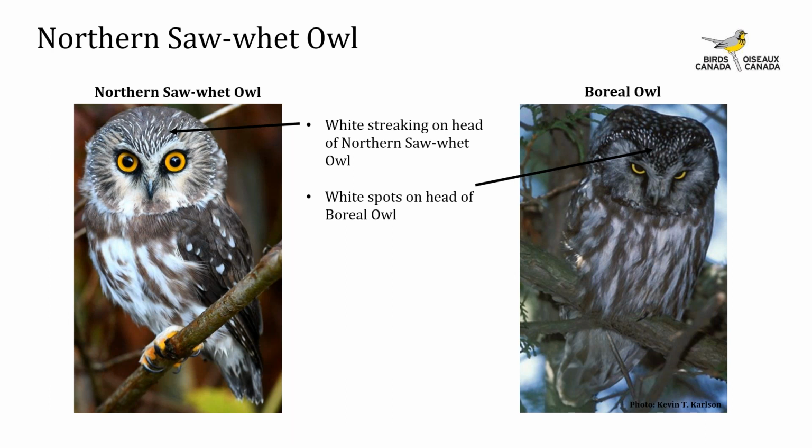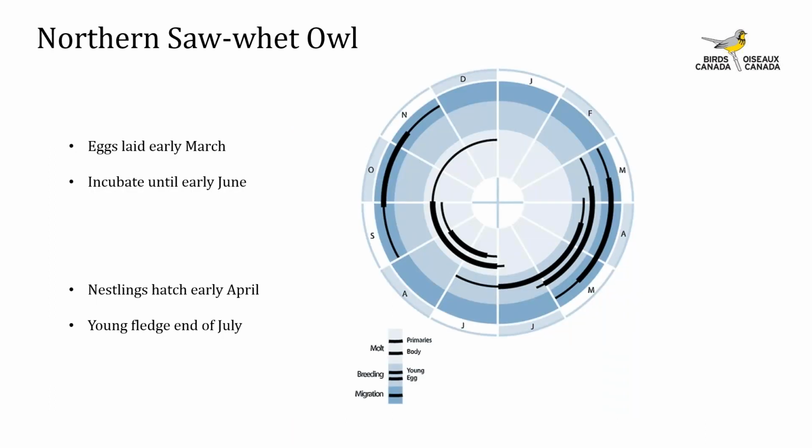Another very similar looking owl is the boreal owl. So the saw-whet owl has white streaking on a brown head, whereas the boreal owl has white spotting on a brown head. The saw-whet owl begins laying eggs in early March, and then incubation ends in early June. The nestlings begin to hatch in early April, and fledglings will have left the nest by the end of July.